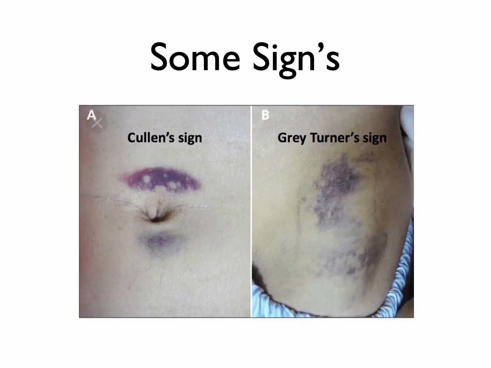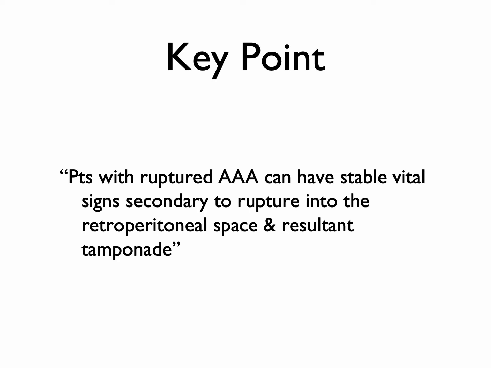Other signs that can be consistent with retroperitoneal hemorrhage, where they're bleeding into the abdomen, can sometimes take a little while to develop. So if they've got a slow bleed or if they're bleeding into the retroperitoneal space, then these signs may develop. You may see Cullen sign, which is some bruising developing around the periumbilicus. Or you may notice some bruising developing on their loin. That's called Grey Turner's sign as well.